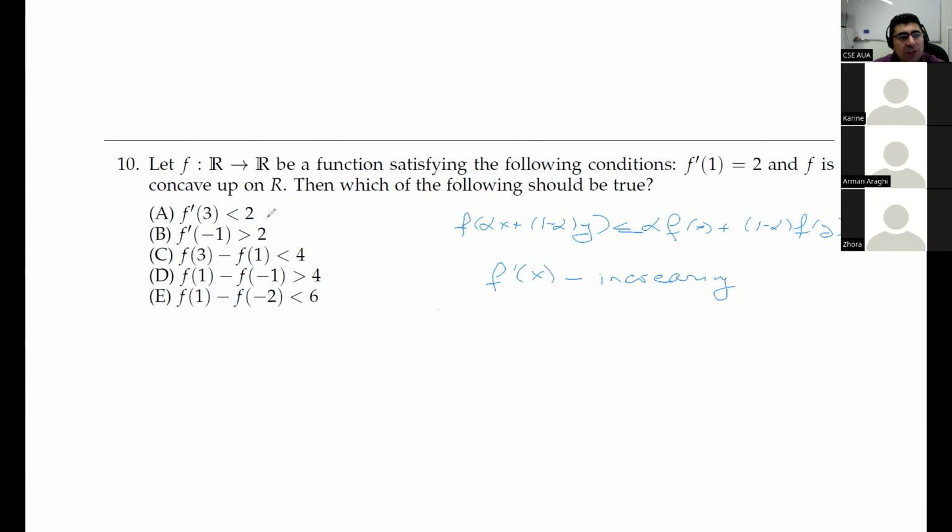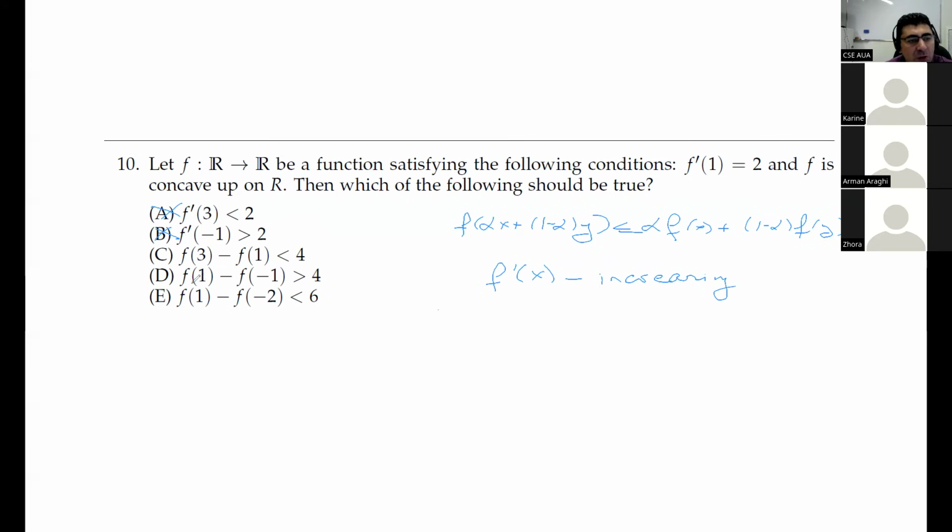F prime at 3 is less than 2. Should it be true? No, it should increase. At 1, it is 2. At 3, it should be not smaller than 2, definitely not smaller. And here we have exactly smaller than 2. Of course, this is not true. At -1, on the left-hand side of 1, since f prime is increasing, we should get smaller values than 2, not bigger values. So A and B contradict the monotonicity of f prime being an increasing function.